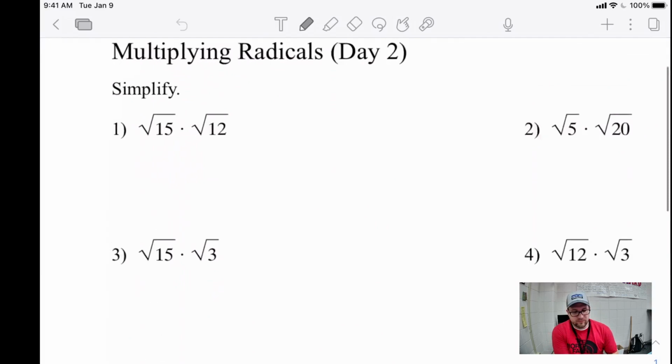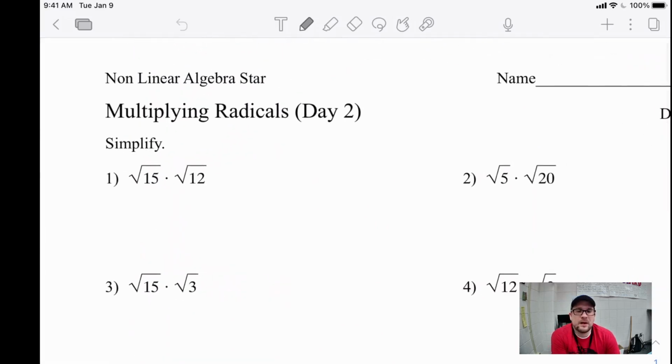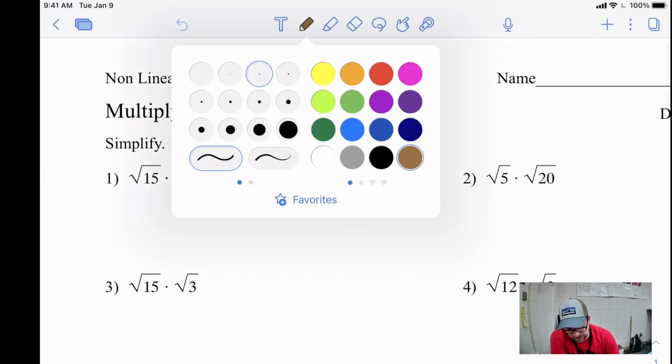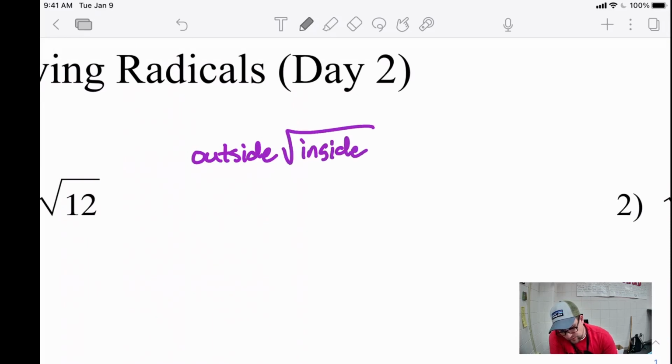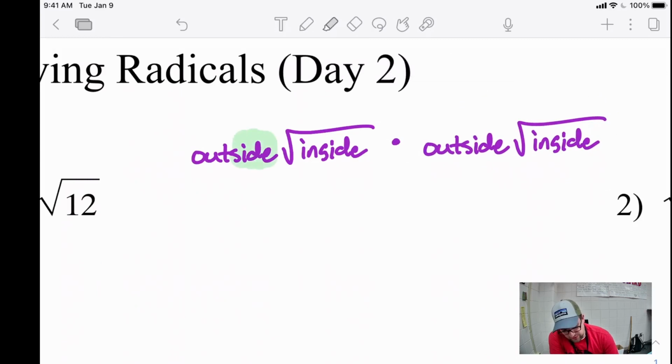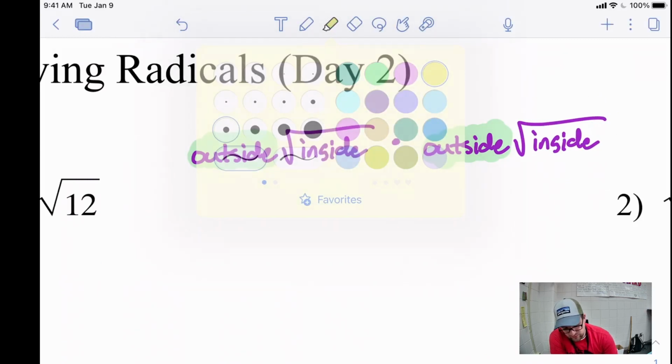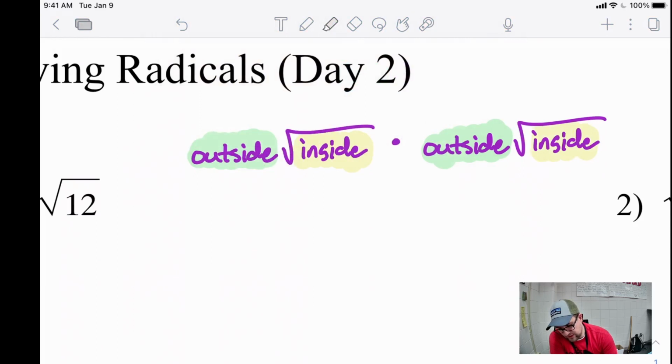So remember, what we talked about yesterday is that when we are trying to multiply radicals, we only need to multiply the like parts. What that means is that in a radical, there's an outside number and there is an inside number. And if you're trying to multiply two radicals together, you only need to multiply the like parts. So you're only going to multiply the outside with the outside, and the inside with the inside. One thing you're never going to do is mix an outside number with an inside number.